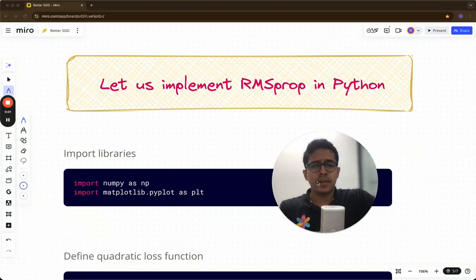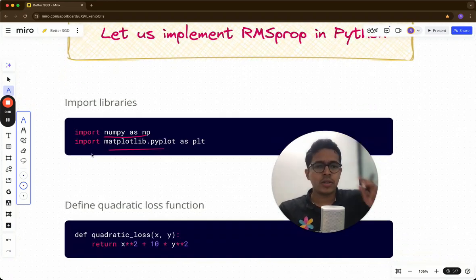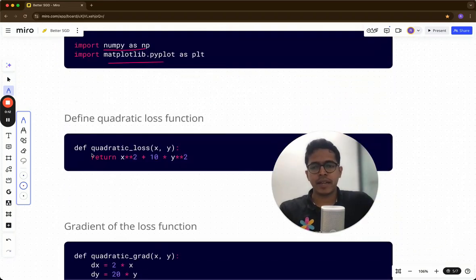As always, we import the libraries first. So NumPy for arrays, Matplotlib for plotting graphs. Then, I'll move a bit faster through the portions where I'm sure you are very comfortable.